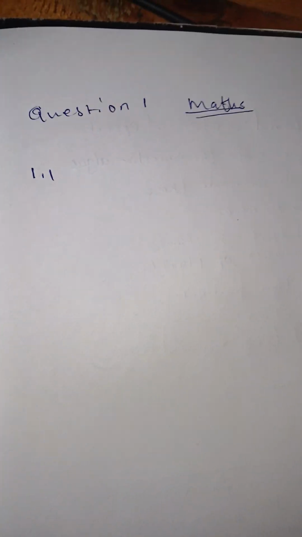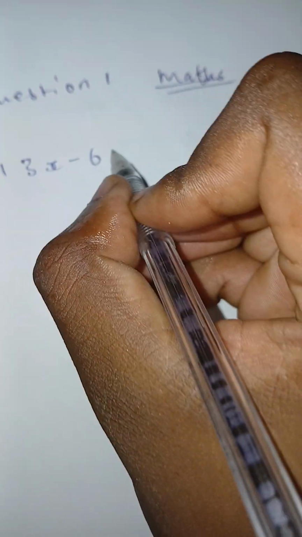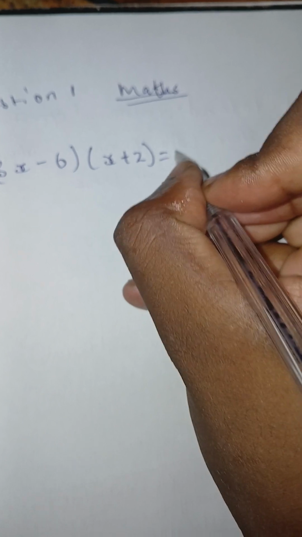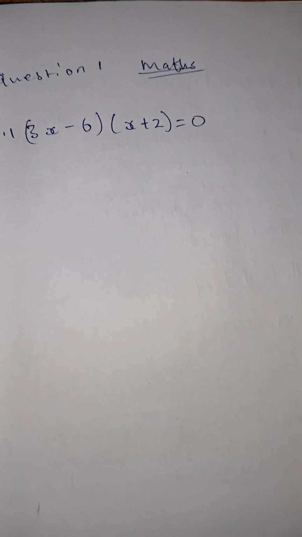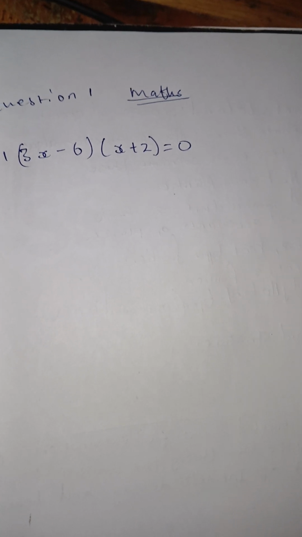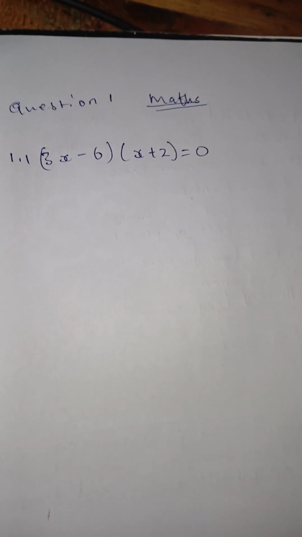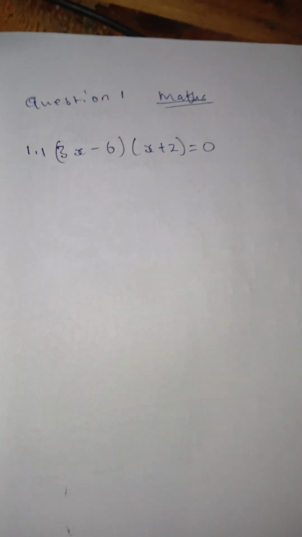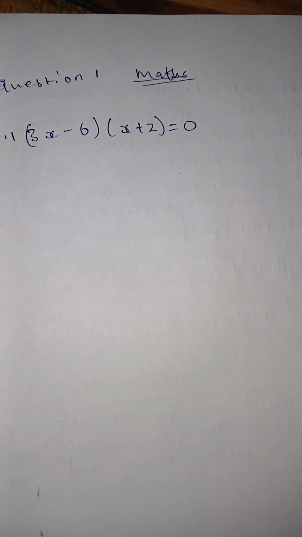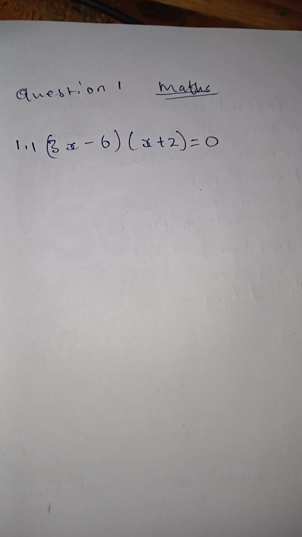Okay, 1.1: (3x minus 6)(x plus 2) is equal to 0. This one is the easiest of them all, and this is where you're going to collect your marks. That's where we find solve for x. To solve this one, there are two ways that you can do it. Let me show you the first one.